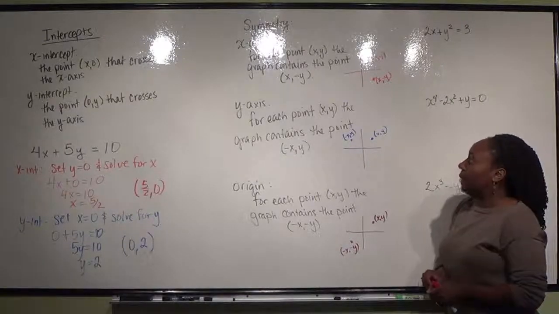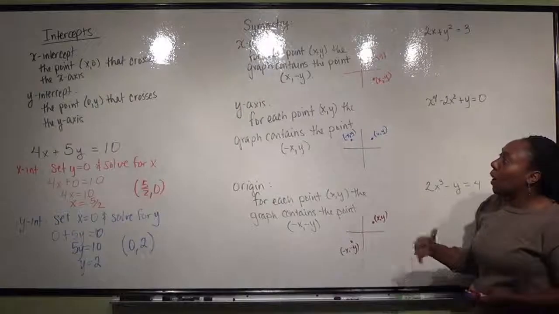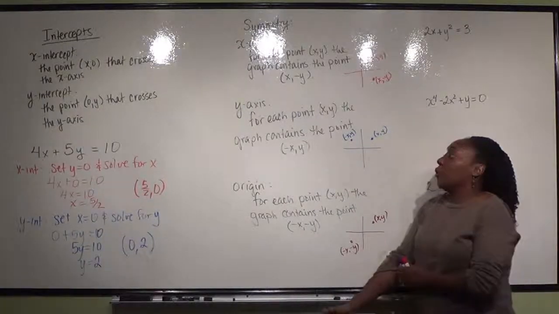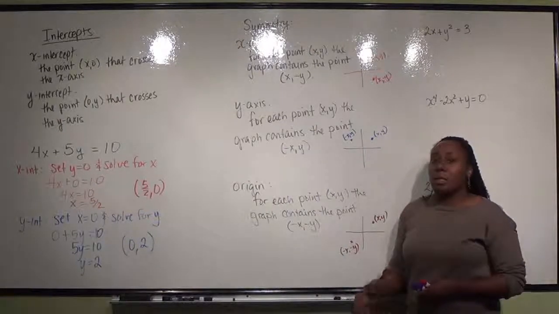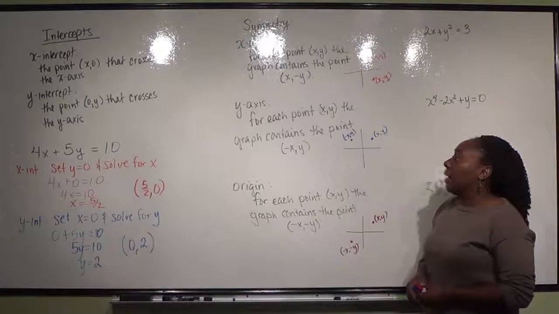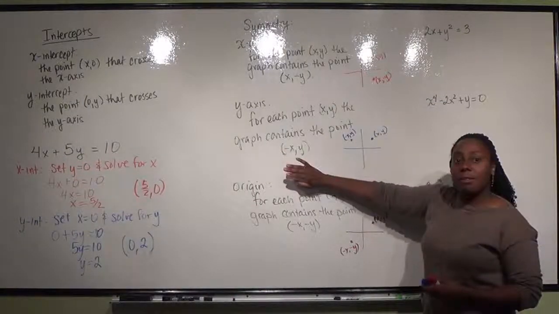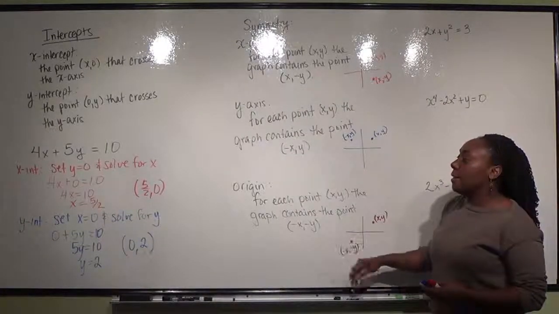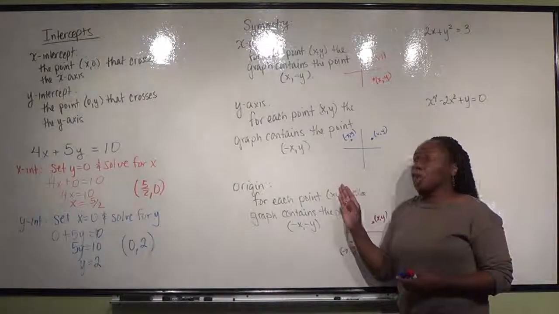One of the things you'll see is there are graphs that contain only one type of symmetry. There could be graphs that don't have any of these, or there are graphs that will contain all three. And what you'll find is I can't have just two of these. So if I'm talking about y-axis, x-axis, and origin, I either have all three or I have one, but I can never have two.